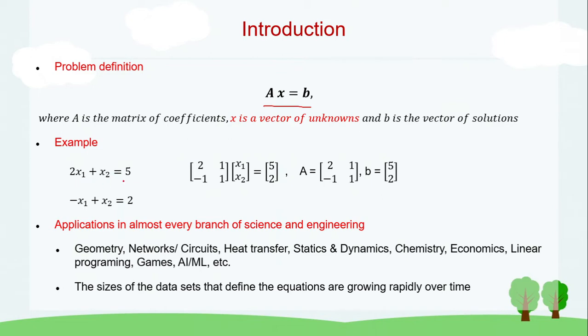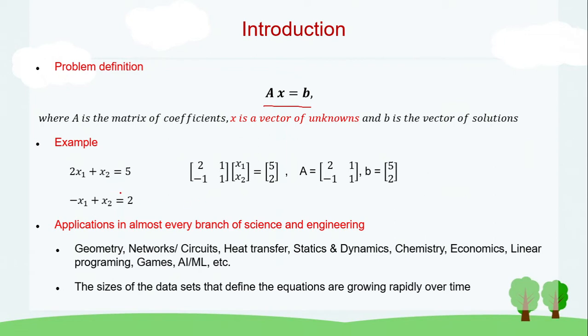This is a set of simultaneous equations with two variables x1 and x2. 2x1 plus x2 equal to 5 and minus x1 plus x2 equal to 2, and this can be solved by representing it in Ax equal to b form. So let's take the coefficients and put them in the A matrix: 2, 1, minus 1, 1. Then you have the vector x1 and x2, the unknowns, and the vector b is made with the numbers on the right side of the equations, that is 5 and 2. So now we have A and b, and we are supposed to get the values of x1 and x2.